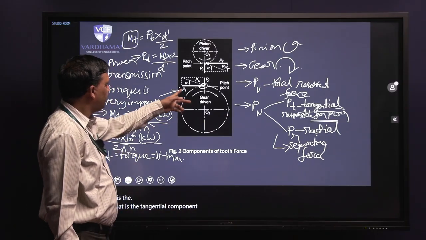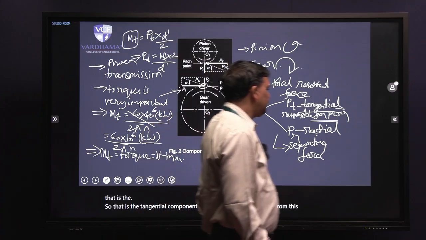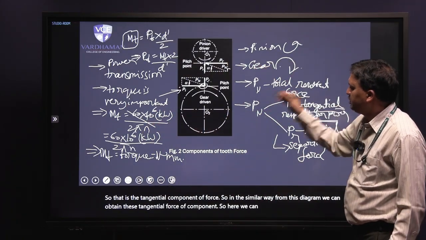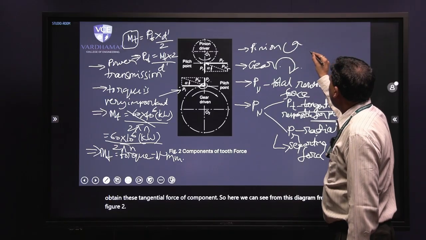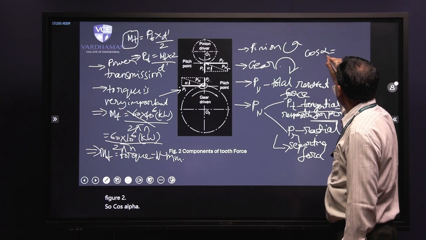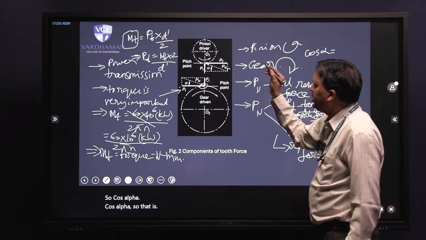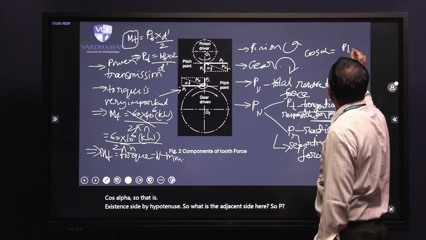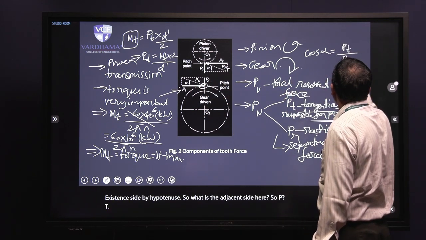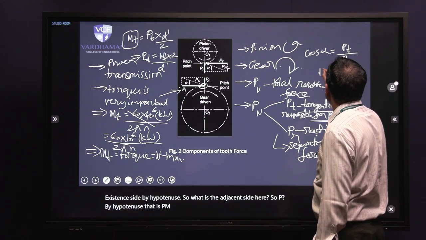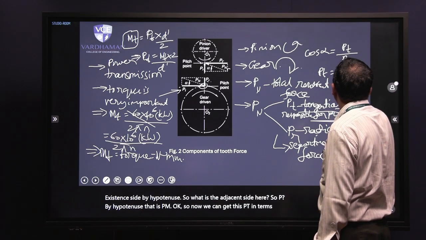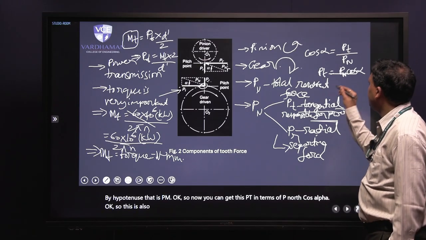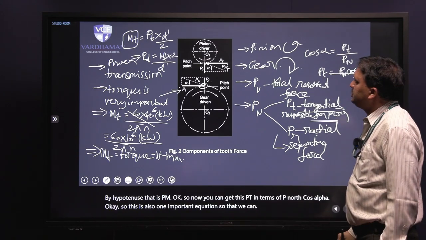In a similar way, we can obtain the tangential component from this diagram. From figure 2, cos alpha is the adjacent side by the hypotenuse, that is Pt by Pn. So we can get Pt as Pn cos alpha. This is also one important equation that we can use in problems.